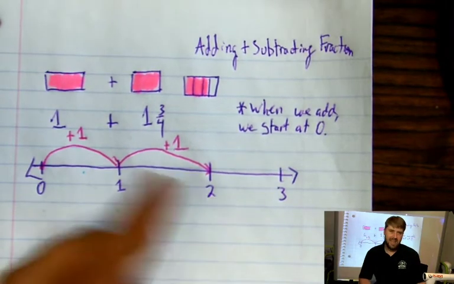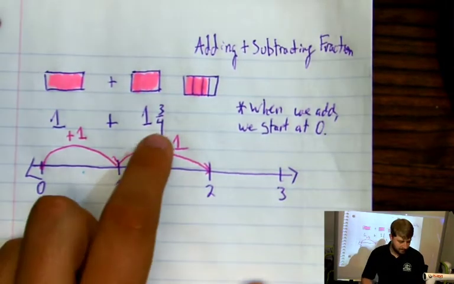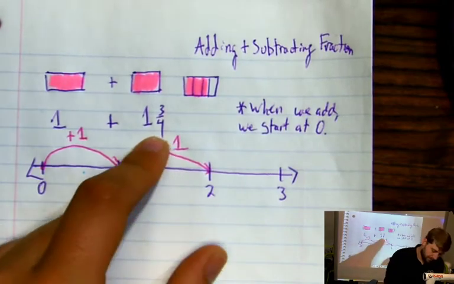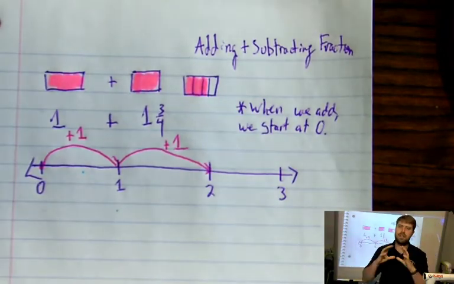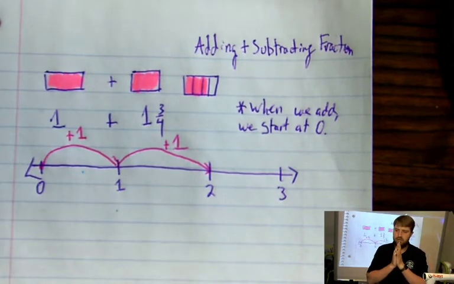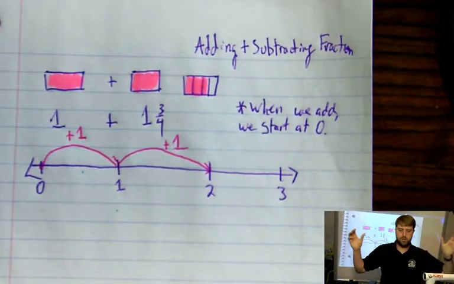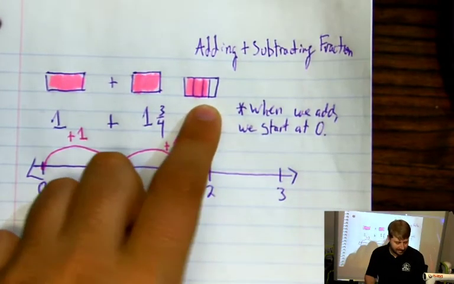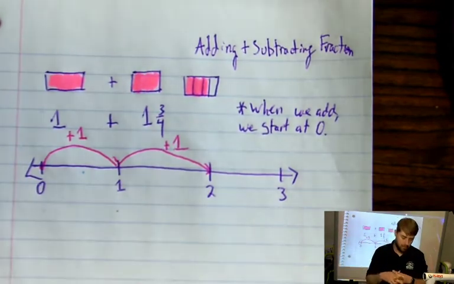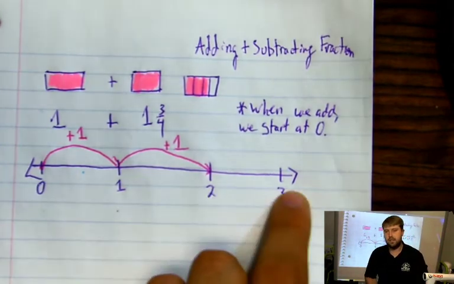What more do we have to add? Well, I see there's still 3/4. Is 3/4 more than 1 whole or less than 1 whole? Well, looking at this picture that we drew, I can see that 3/4 is less than 1 whole. So that means we're not going to go quite to 3.